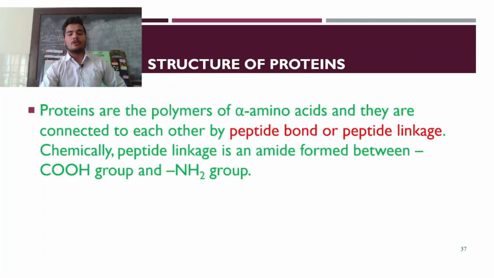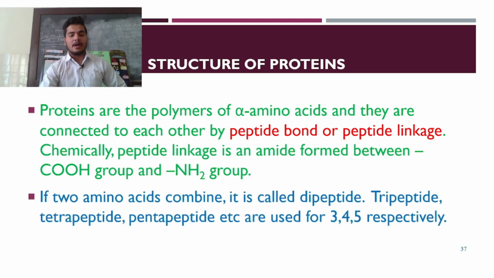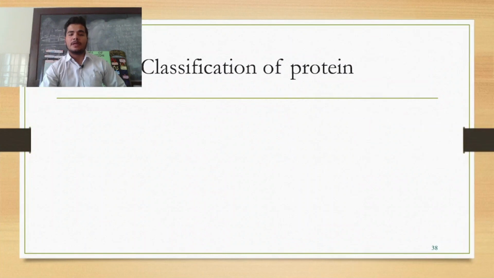Proteins are the polymers of alpha amino acids and they are connected to each other by peptide bond or peptide linkage. Chemically, peptide linkage is an amide formed between the COOH group and the NH2 group. If two amino acids combine, it is called a dipeptide; the terms tripeptide, tetrapeptide and pentapeptide, etc. are used for 3, 4, 5 amino acids respectively.